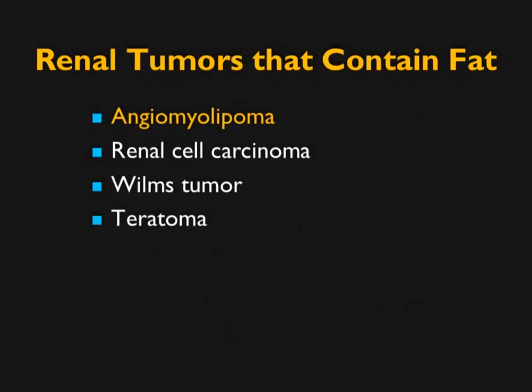And I mentioned a moment ago that although we think about angiomyolipoma, and we should, as the lesion when you see fat, renal cell, Wilms, and teratomas have all been reported, but I really don't think it's a typical problem to us on a daily basis.